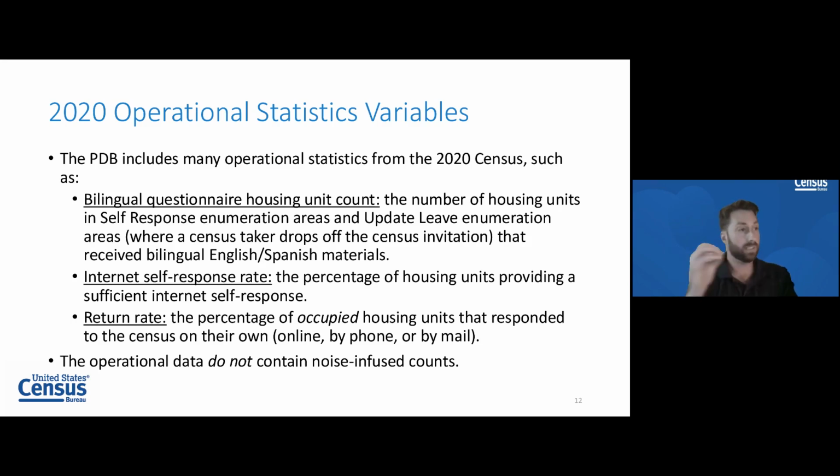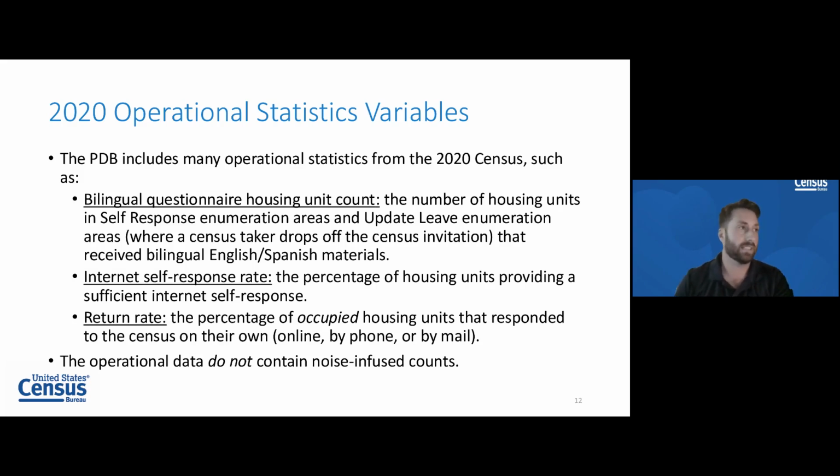So continuing with operational statistics, but now going from ACS to the 2020 decennial census, we also have some really important operational statistics there that are included on the planning database. Some examples: bilingual questionnaire, housing unit count. So again, that might be helpful in terms of how many households have received the bilingual English-Spanish materials. You can also look at internet self-response rates. And you can look at return rates as well. So again, you can look at things like mode, how they answered the survey.